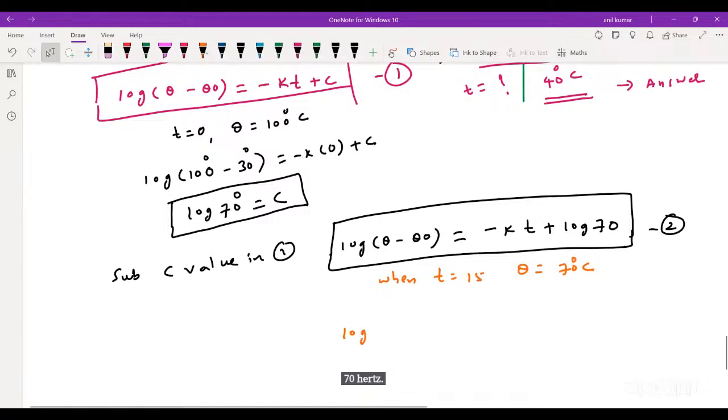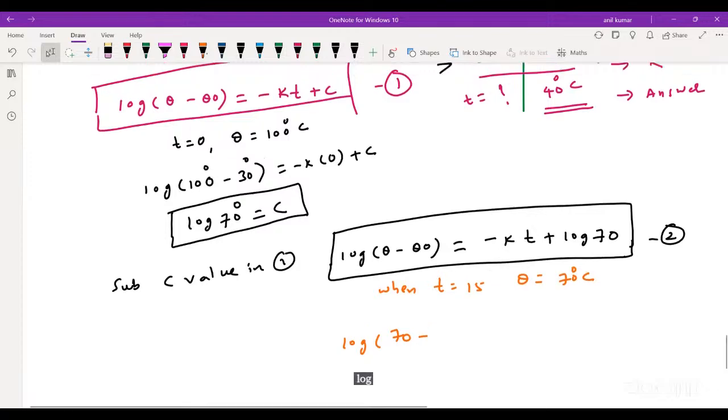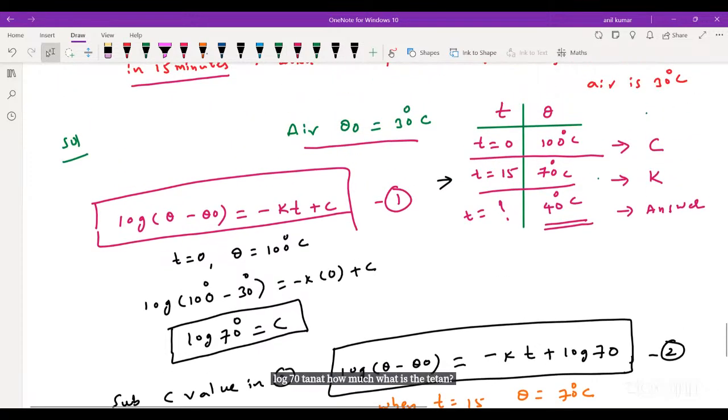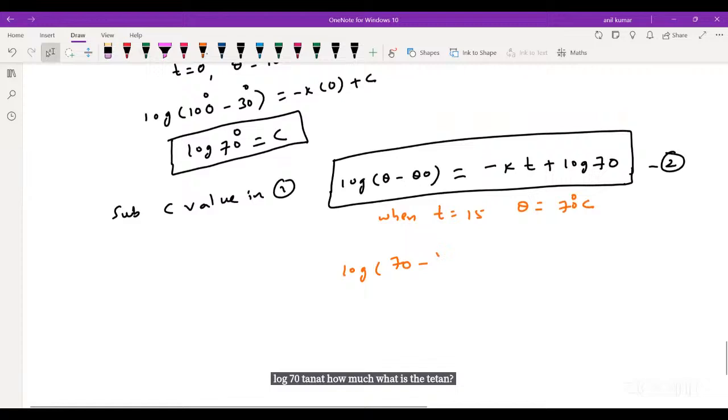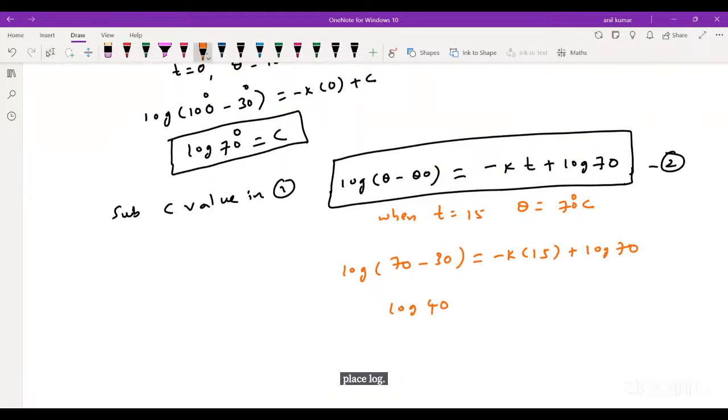I'm going to substitute this data. Log 70, theta naught, how much? What is the theta naught? 30. Minus k into 15 plus log 40 equal to minus 15k plus log 70.